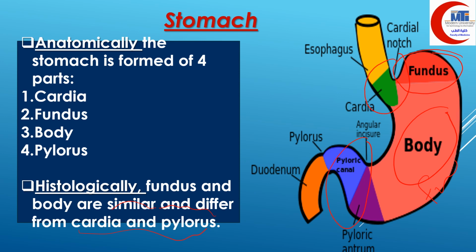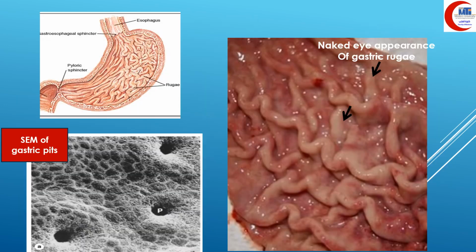Let's see the stomach by naked eye. What is the main structure when you see the stomach in a cadaver or an animal? What is the naked eye appearance of it? This is what we see by naked eye when you are looking at the stomach. By naked eye, you are seeing elevation. This elevation is called rugae. So, stomach by naked eye shows elevation. This elevation is called rugae.